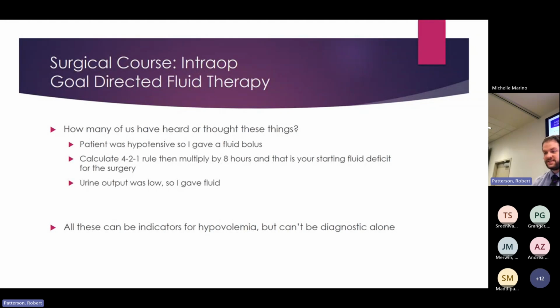So how many of us have heard these things? Patient was hypotensive, so I gave a fluid bolus. Calculate 4-2-1 multiplied by 8 hours. That's your starting fluid deficit for the surgery. And then urine output was low, so I gave fluid. Although these are indicators for hypovolemia, they're not diagnostic as a variable in and of itself.